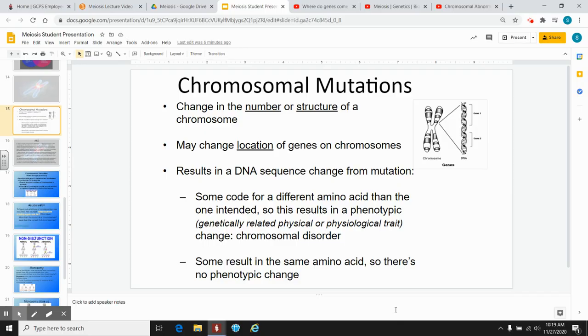So for example, your blood type is genetic. Now you can't see that with your eye. Even if I put it under a microscope, you wouldn't be able to tell me what blood type you have. You'd have to do a test for that. So that's a physiological trait that is tied to genetics. So chromosomal mutations can result in chromosomal disorders, and they are named for the chromosome that is affected.